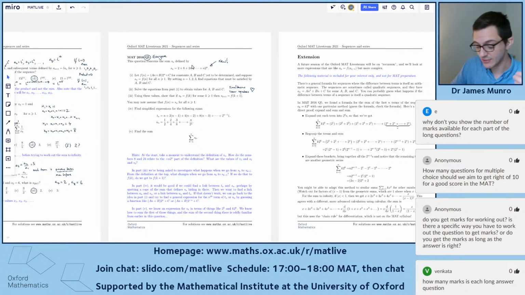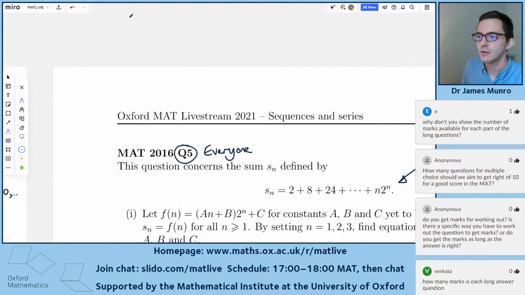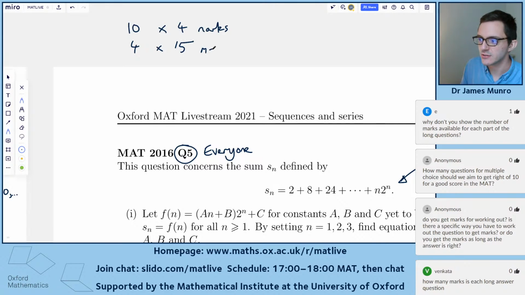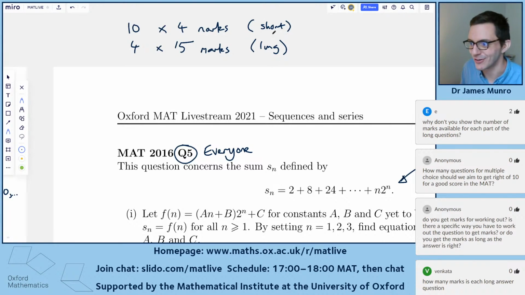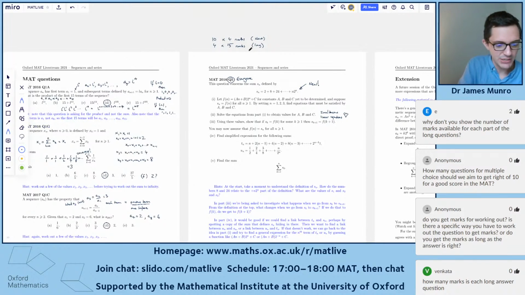Venkata asks about the mark distribution. So there are 10 short questions, 10 times 4 marks for the short questions, and then 4 times 15 marks for the long questions. That adds up to 100 marks, if I've got it right. Okay, good. And we don't show the number of marks for each part in the long question.